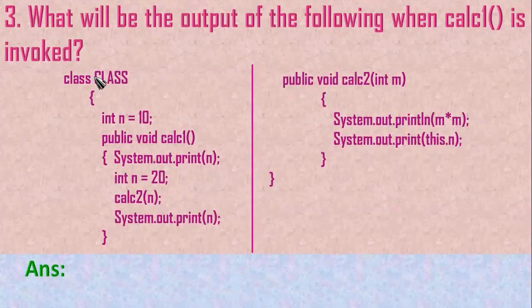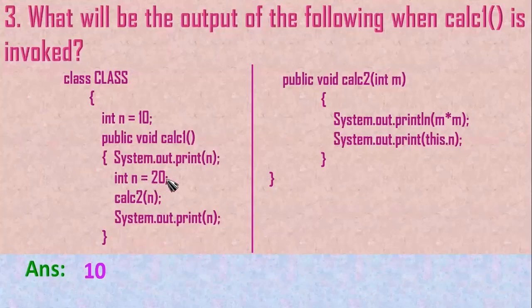So here the name of the class is given as Uppercase. Class: int n is equal to 10. Public void calc1 of, system.out.print of n. So the value of n is 10. It is an instance variable, and this is an instance method. So it will print the value of n, that is 10. It is print, so it will not go to the next line. It will stay in the same line.